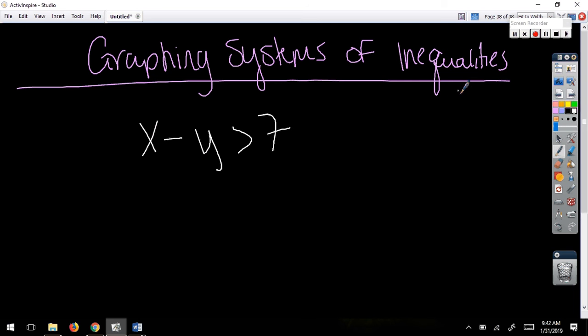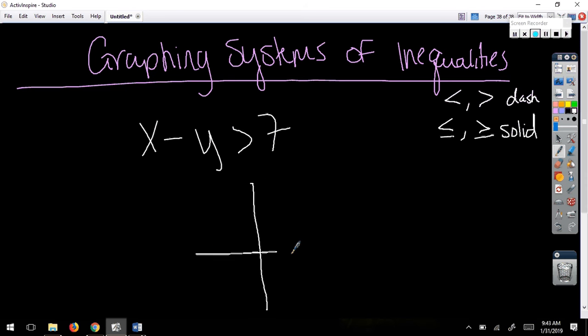If I'm talking about less than or greater than, this is a dashed line. If it's less than or equal to or greater than or equal to, it's a solid line. Yes, I would graph this using cover-up, just as if there's an equal sign there, but remembering dashed or solid. That's our first step. If I did cover up, then I would know that x equals what? 7, right?